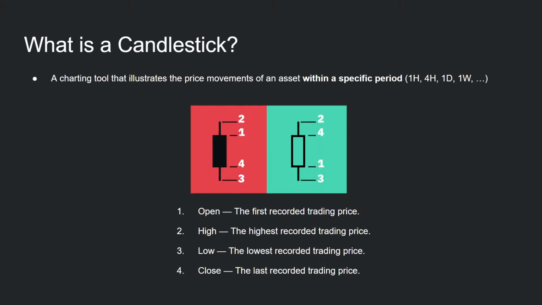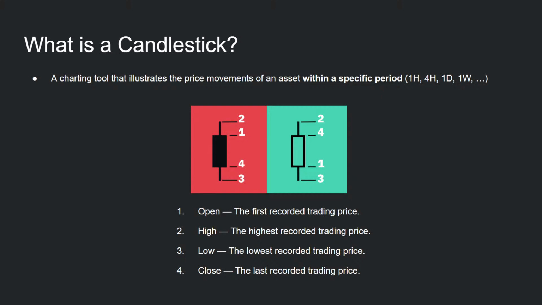But before we dive into the patterns, I want to explain very quickly what a candlestick is for the ones that are not familiar. So a candlestick is a charting tool that illustrates the price movements of an asset within a specific period, which can be 1 hour, 4 hours, 1 day, or weekly charts, and so forth. So if you're using a daily candlestick chart, each candlestick will represent 1 day of trading activity. But if you're looking at a 1 hour chart, each candlestick will represent 1 hour.